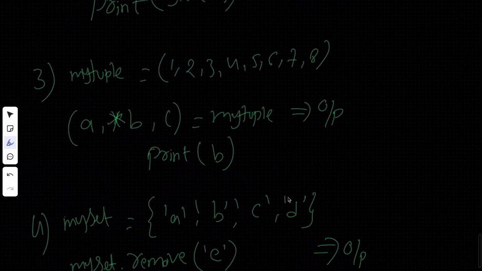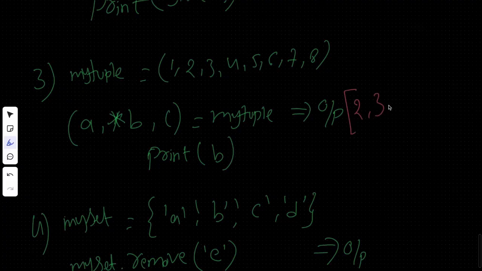We have discussed the unpacking topic, right? We are extracting values from my tuple. So here a is assigned 1 and c is assigned 8. All the remaining elements are considered as a list, right? Because of the asterisk operator. Here print of b, the output is 2, 3, 4, 5, 6, 7.